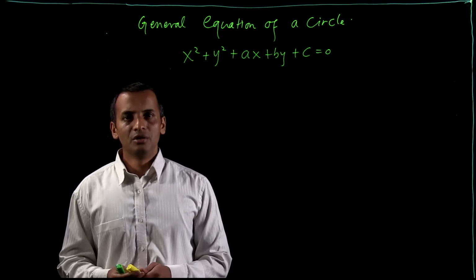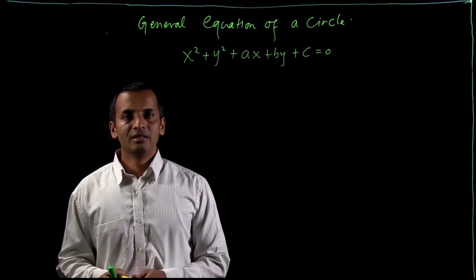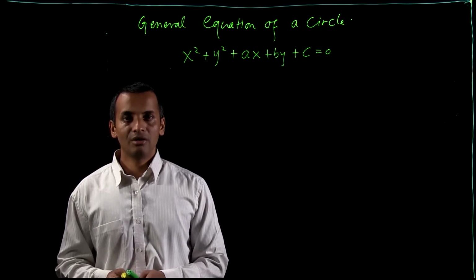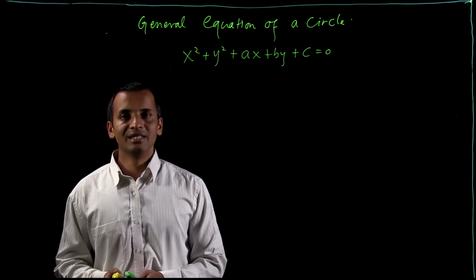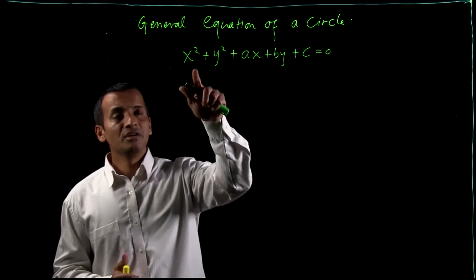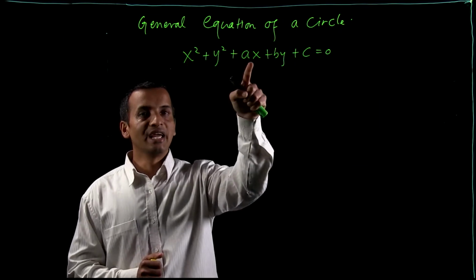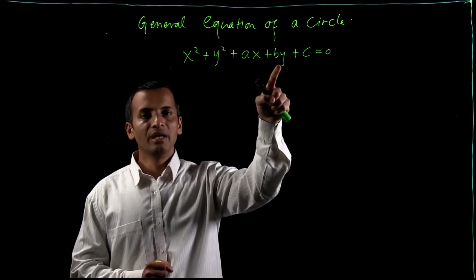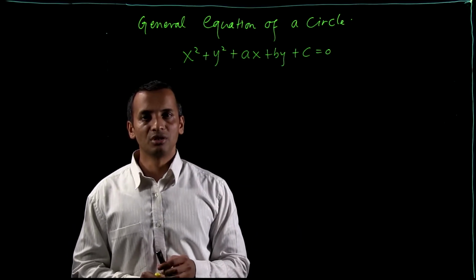Hi, in this video I'm going to show you what is the general equation of a circle and how to find the center and radius of a circle if its equation is given in the general form. So the equation here that is quadratic in x, meaning x squared and then ax, and quadratic in y, y squared and then by, and then plus c equals 0, is called the general equation of the circle.